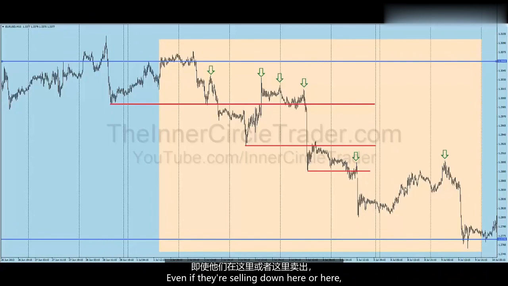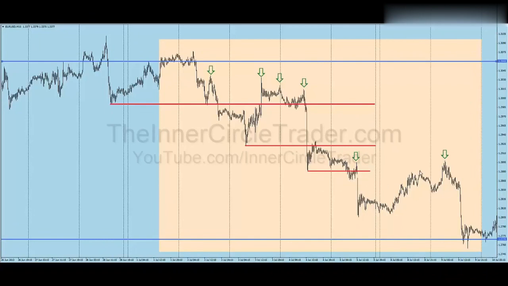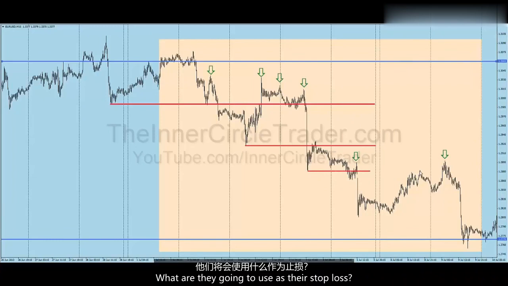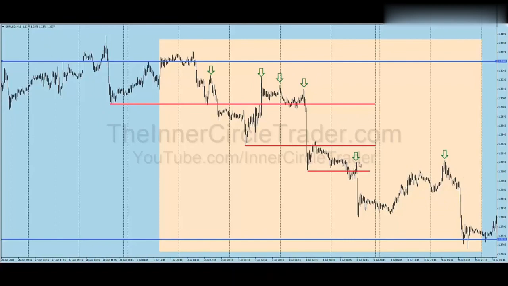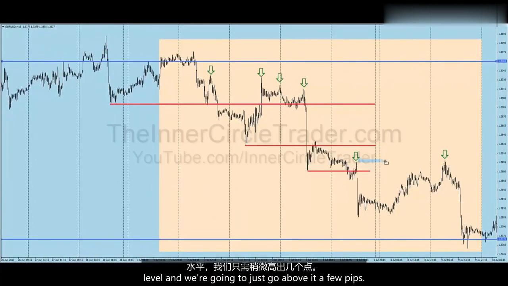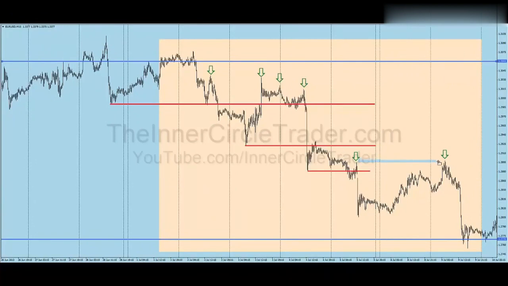Even if they're selling down here, or maybe they saw this low here and they want to be a seller right there. Great. What are they going to use as their stop loss? It could be this high here or this one. So let's take a look at what happens. Here's your old high, and we're going to use that level and just go above it a few pips, not much.